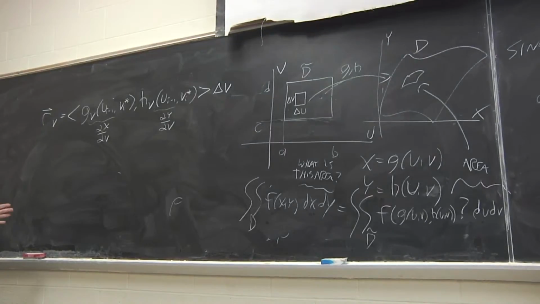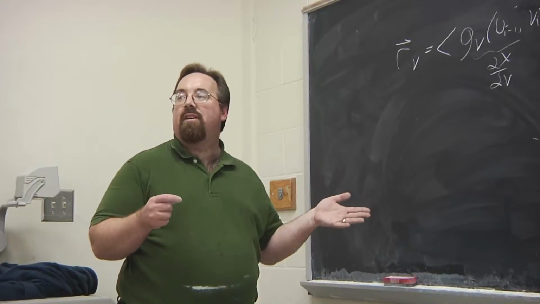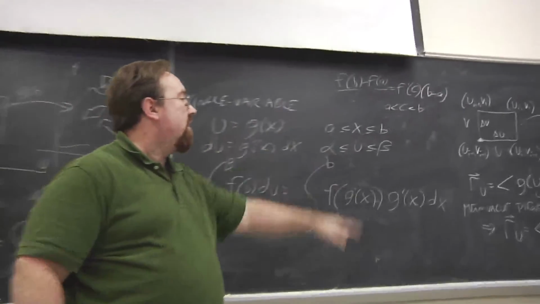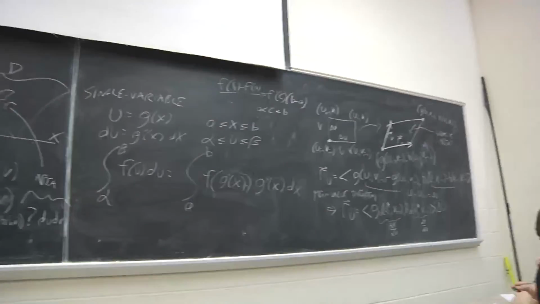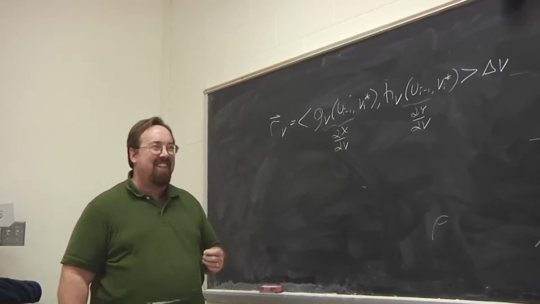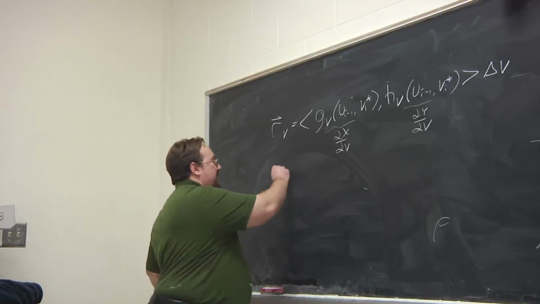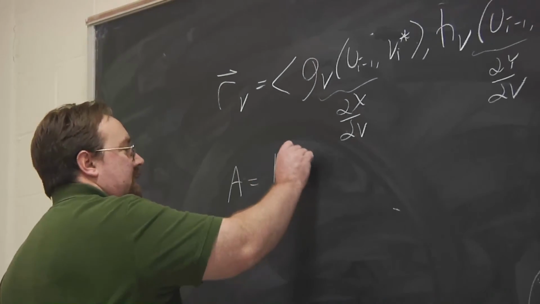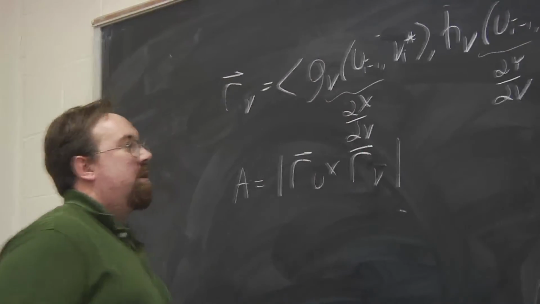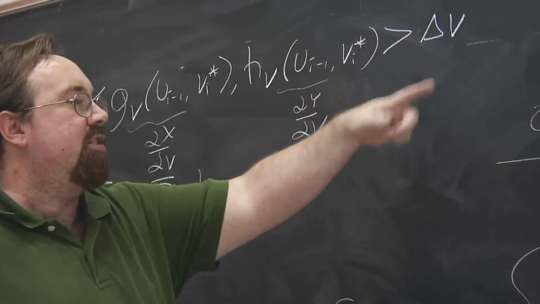So we have the edges, but what we really want is the area. How do you compute the area of a parallelogram if you have vectors that define these adjacent edges? Cross product? Cross product. Yes. So the area is the magnitude of the cross product of r_u and r_v, where cross product is defined for vectors in 3 dimensions, so you would just add a third component to each of these, which would just be 0.